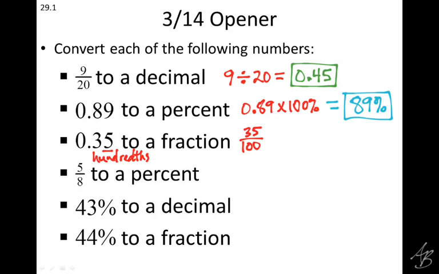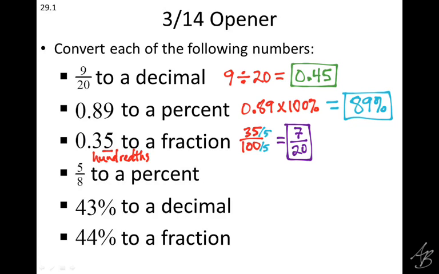Okay, we can reduce them, right? So we can reduce by 5. 35 divided by 5 is? And 100 divided by 5? 20. And can we reduce that? No. So we're done.